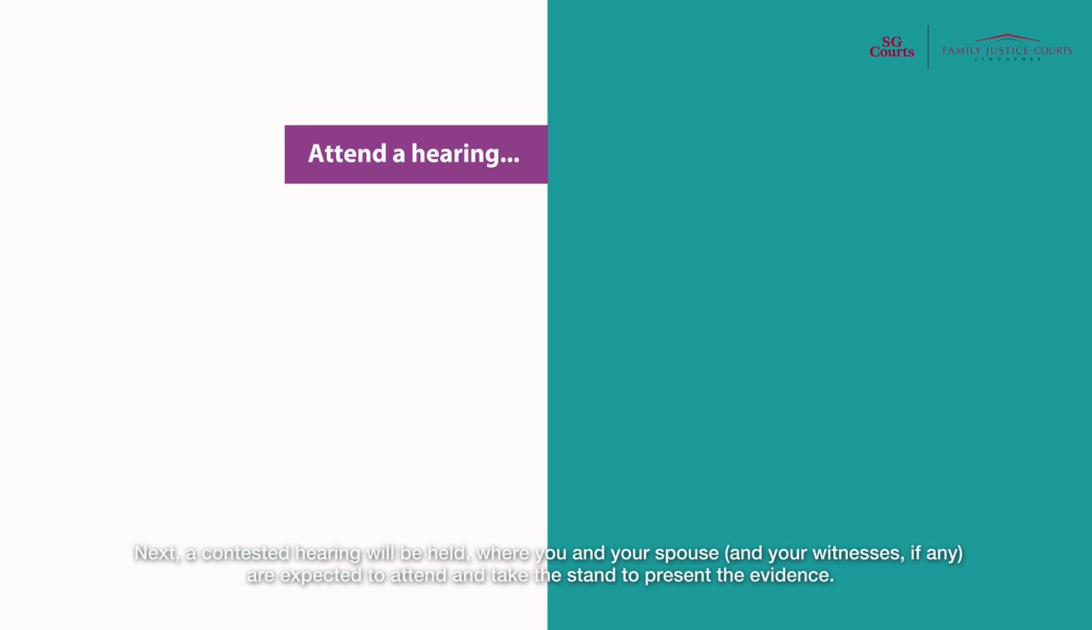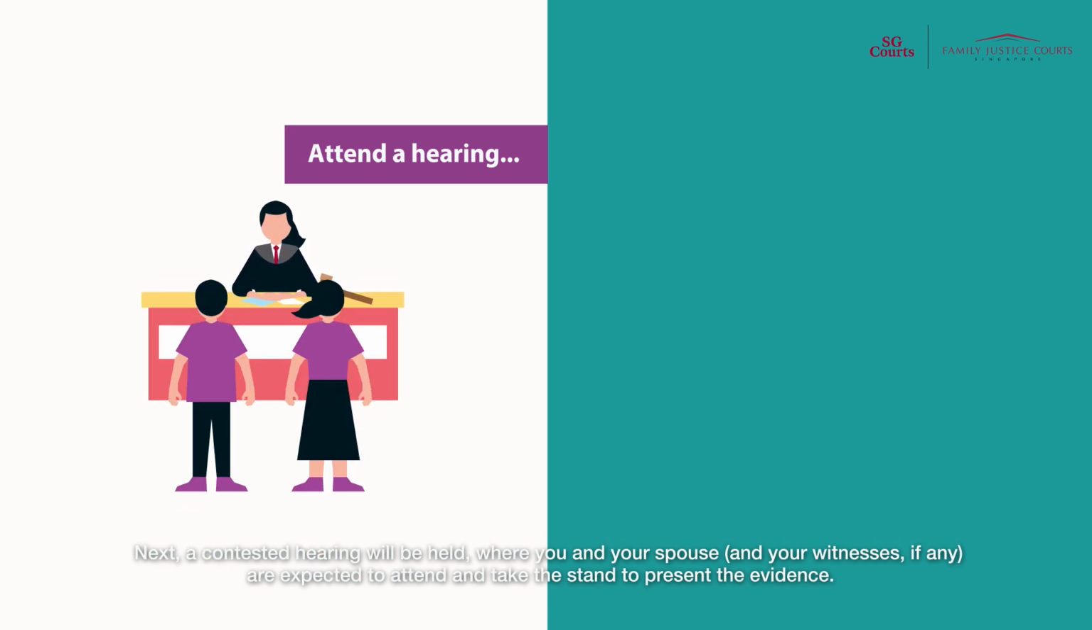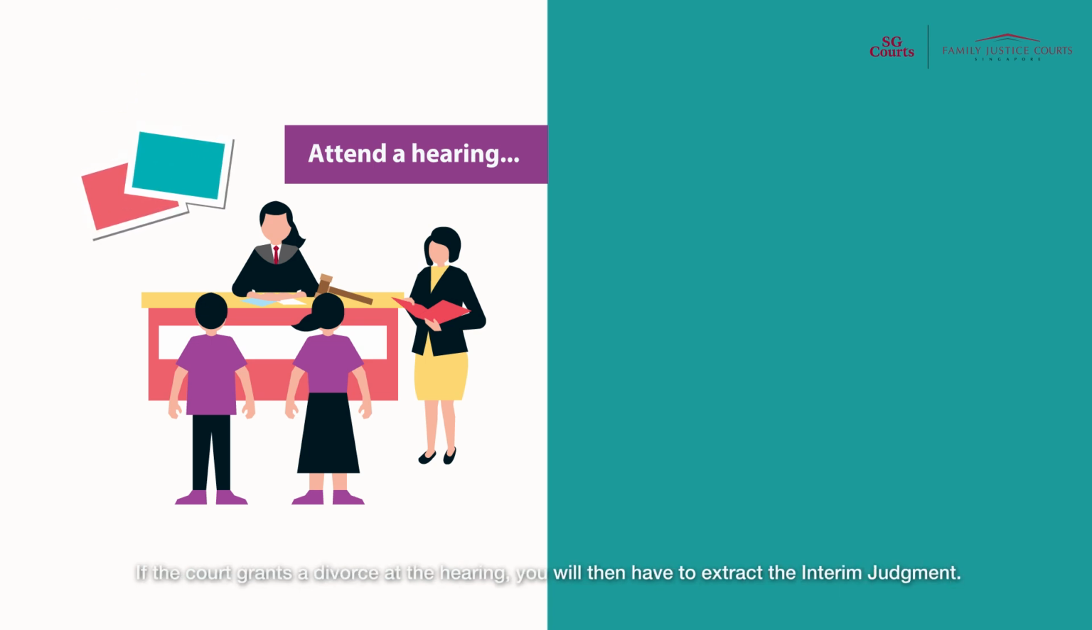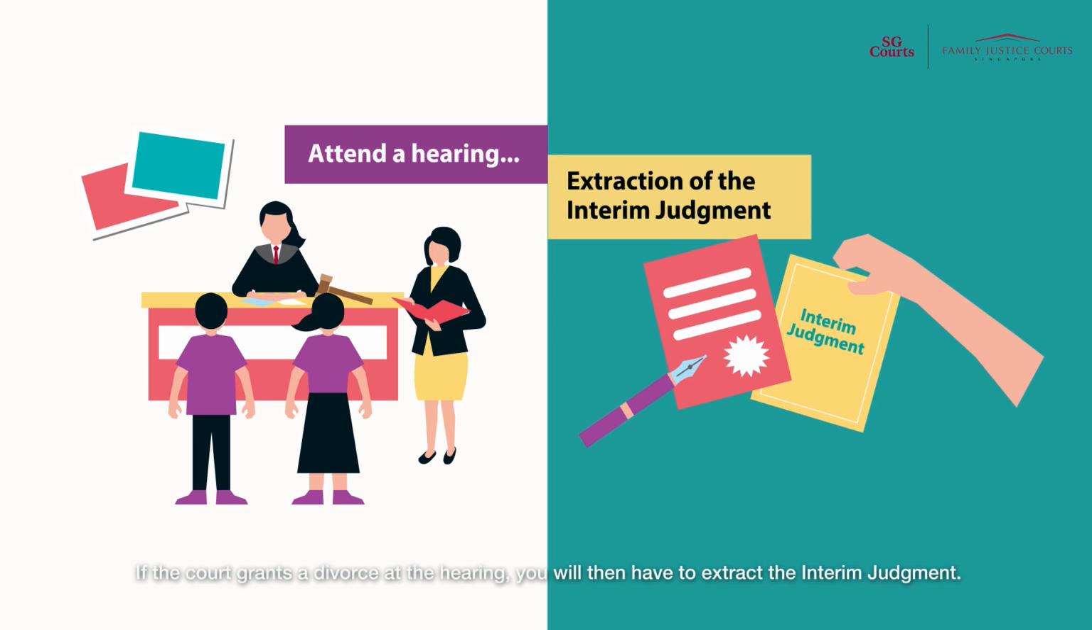Next, a contested hearing will be held where you and your spouse and your witnesses, if any, are expected to attend and take the stand to present the evidence. If the court grants a divorce at the hearing, you will then have to extract the interim judgment.